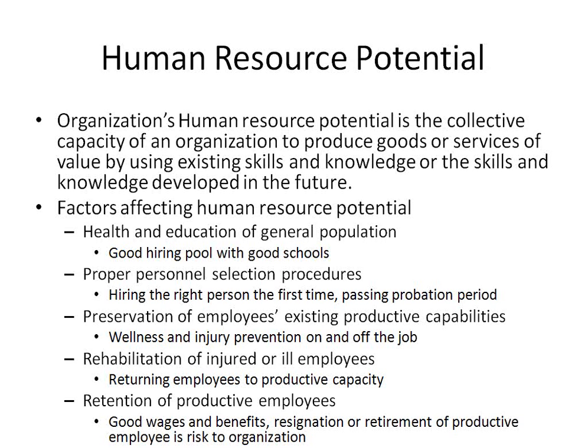So when we talk about human resource potential, it's the definition they provide. An organization's human resource potential is the collective capacity of an organization to produce goods or services of value by using existing skills and knowledge or the skills and knowledge developed in the future. So essentially the idea is it's people. Human resource potential is the capacity of how you're using people, what the potential of your personnel may be with additional training or with additional skills, and what they essentially provide as goods and services to the company to be able to make a profit.